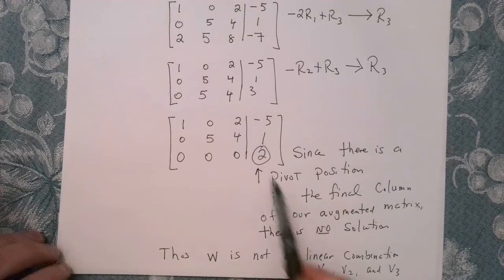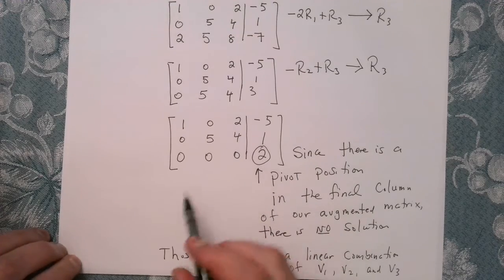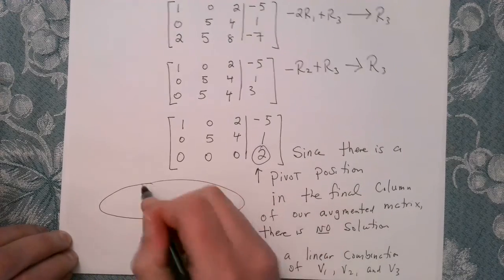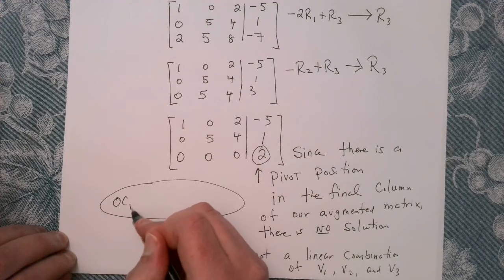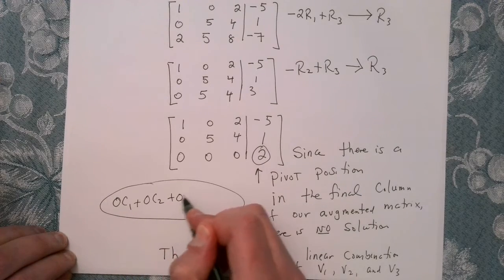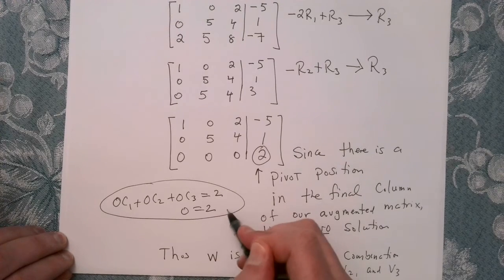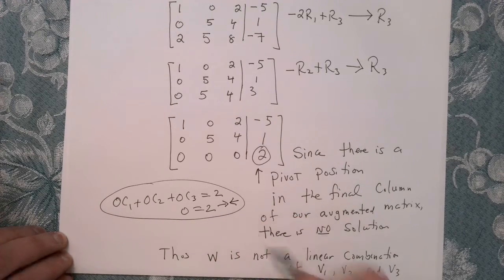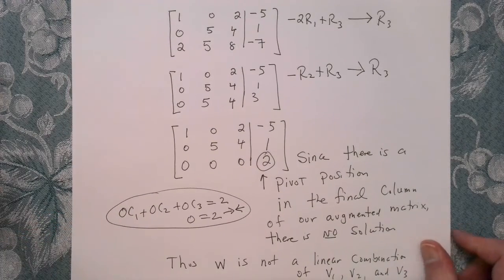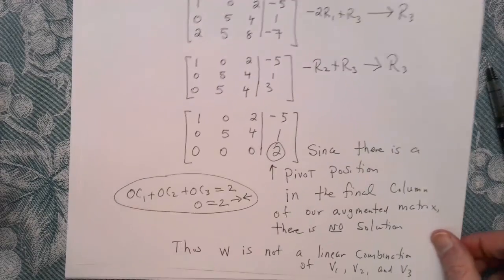And again, if you're unsure why this leads to no solution, just think about what the last row says. The last row says 0 c1 plus 0 c2 plus 0 c3 is equal to 2, or 0 equals 2. That's a contradiction. Okay, so with that said, let's go ahead and try another example.